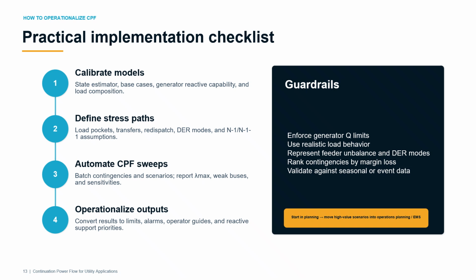To operationalize CPF, utilities should start by calibrating models using state estimator data, generator reactive capability, and realistic load composition, for example, ZIP models. Next, they should define meaningful stress paths such as load pockets, transfers, redispatch, DER modes, and contingency assumptions. Then CPF studies can be automated across scenarios. The results should be converted into limits, alarms, operator guides, and reactive support priorities. The goal is to move high-value planning studies into operations planning and EMS workflows.